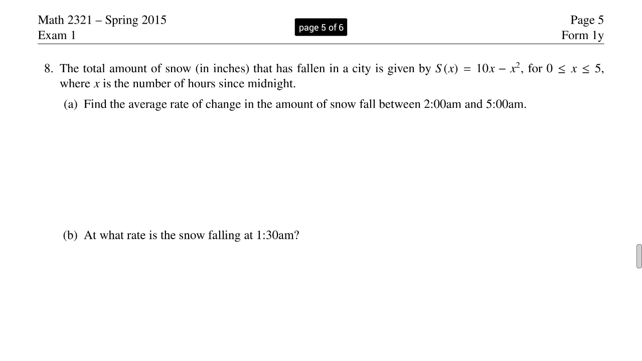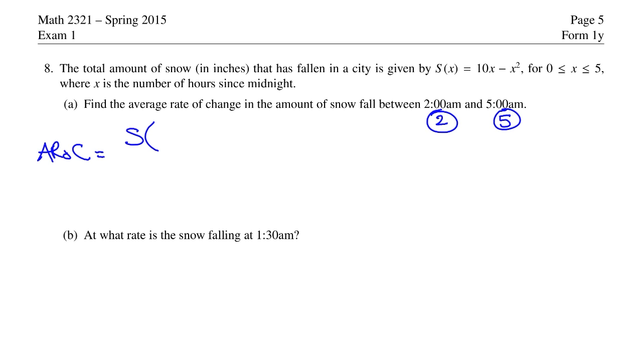Question 9. The total amount of snow in inches that has fallen in a city is given by s of x is equal to 10x minus x squared for x between 0 and 5, where x is the number of hours since midnight. Find the average rate of change in the amount of snowfall between 2 a.m. and 5 a.m. So since midnight, 2 a.m. is 2 hours, and 5 a.m. is 5 hours. So we're looking for average rate of change between 2 and 5.